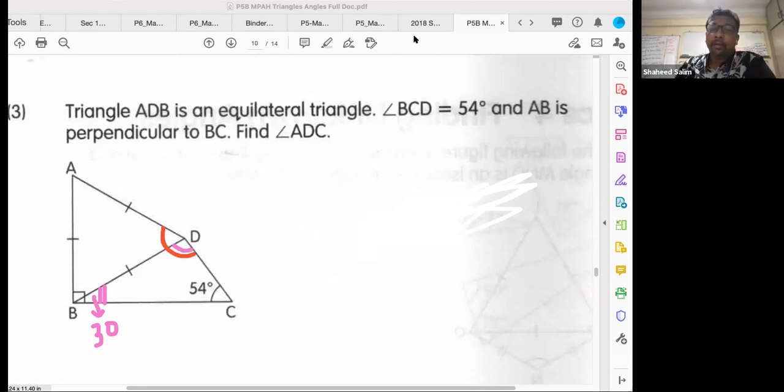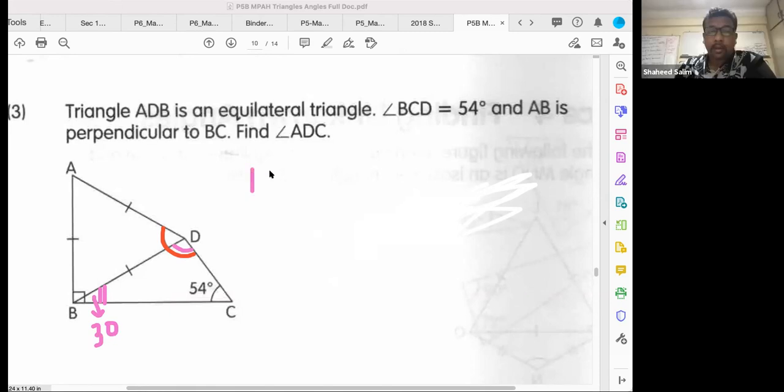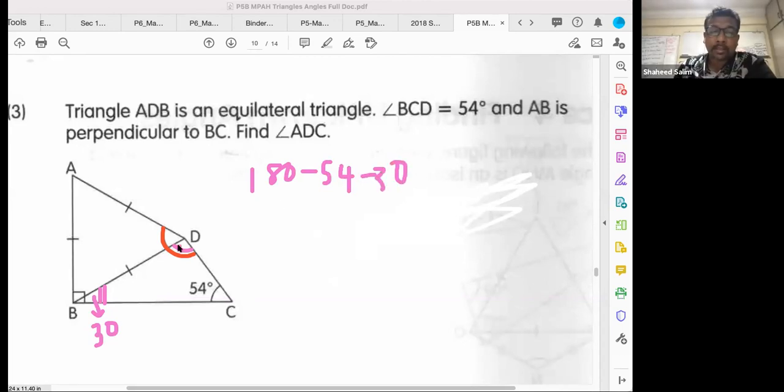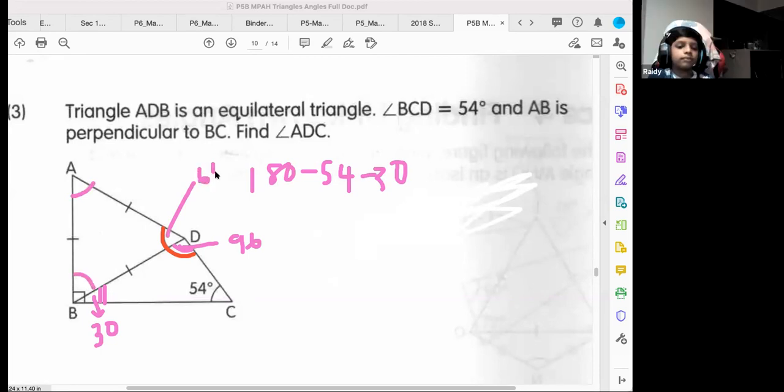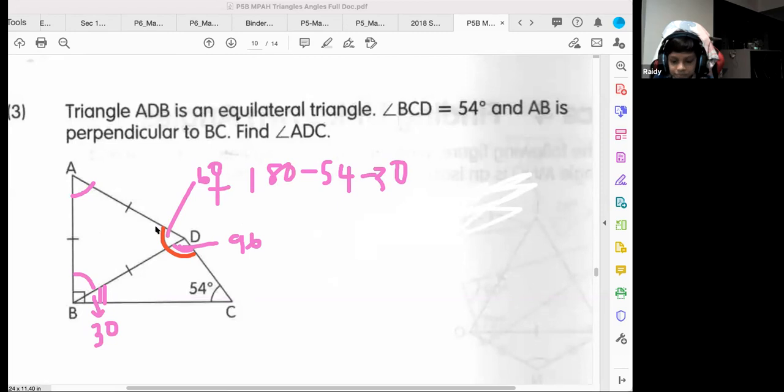Try again. Because you take 54 plus 30, and then you minus it from 180. So how much is 180 minus 84? 96. 96, yes. Okay, you get 96. So now you get 96 here. And down here is how much? This is all 60, right? So you do 60 plus 96. This is your answer. Can you all see now how to do this? 156 is the answer. Not too bad, eh?